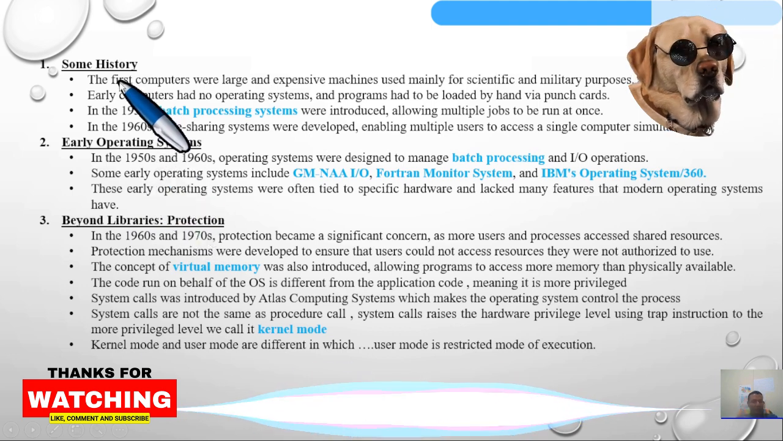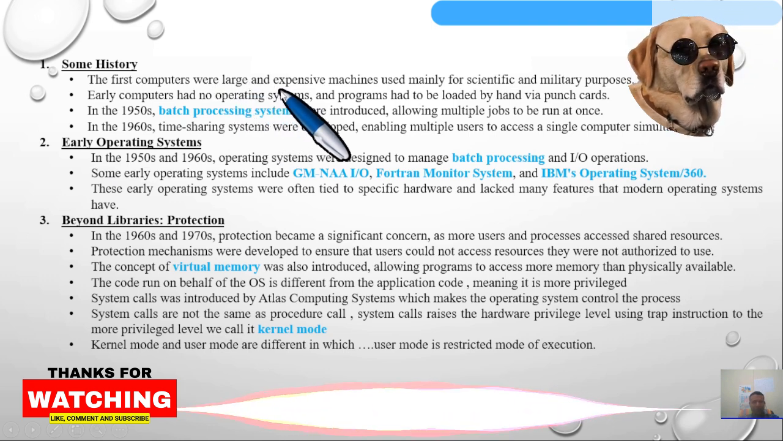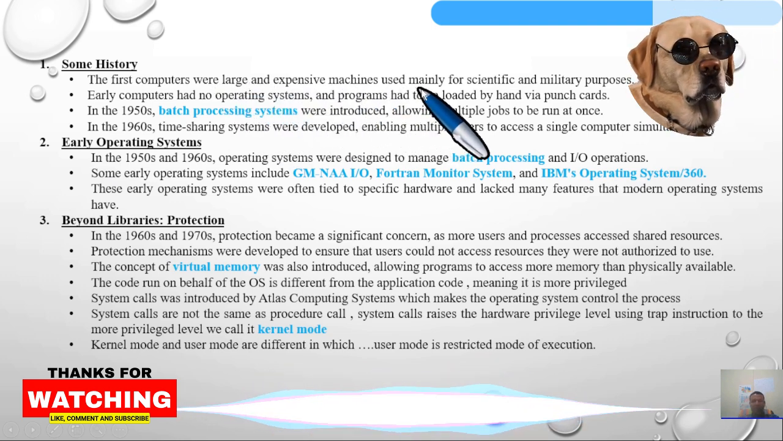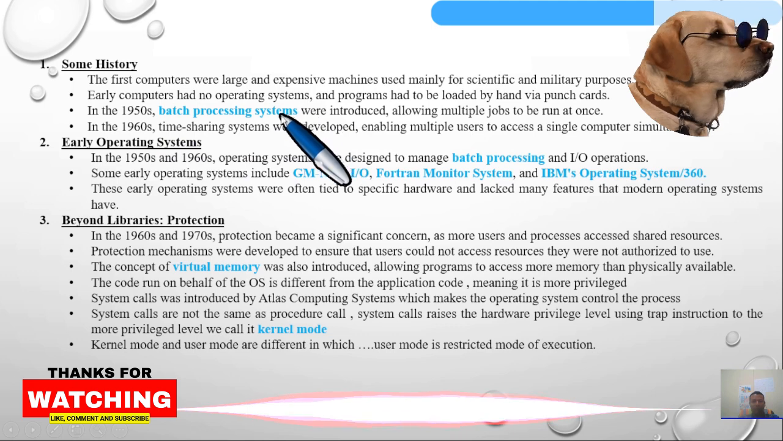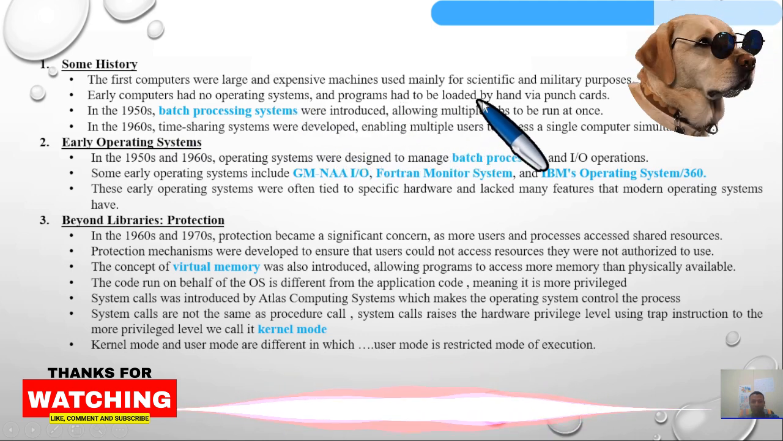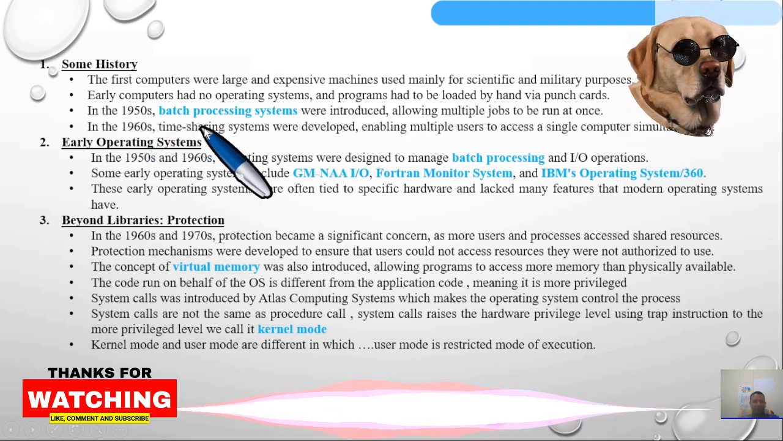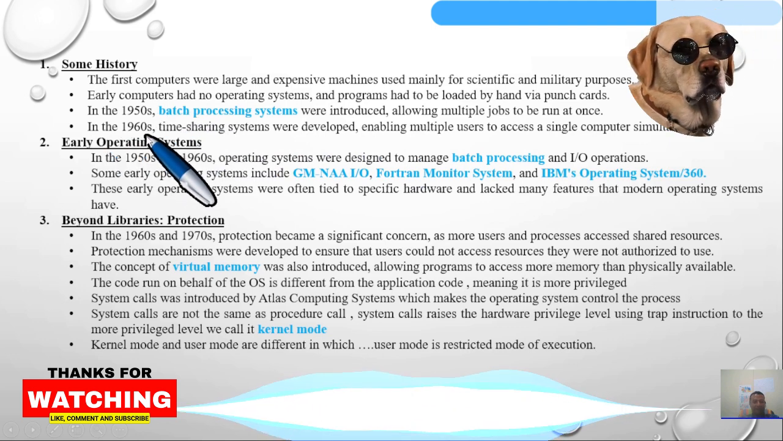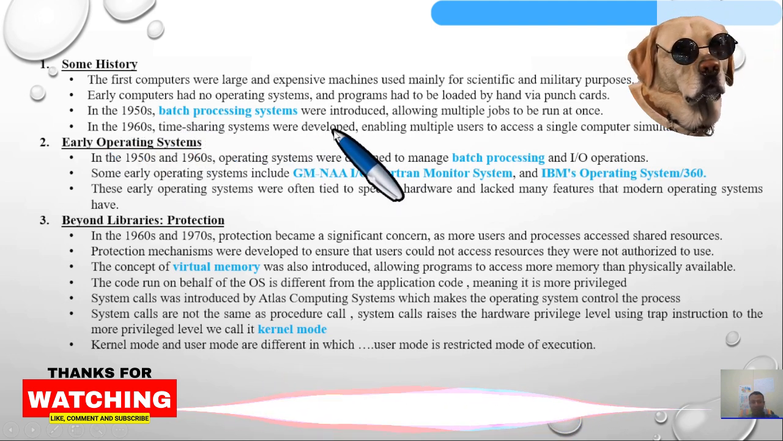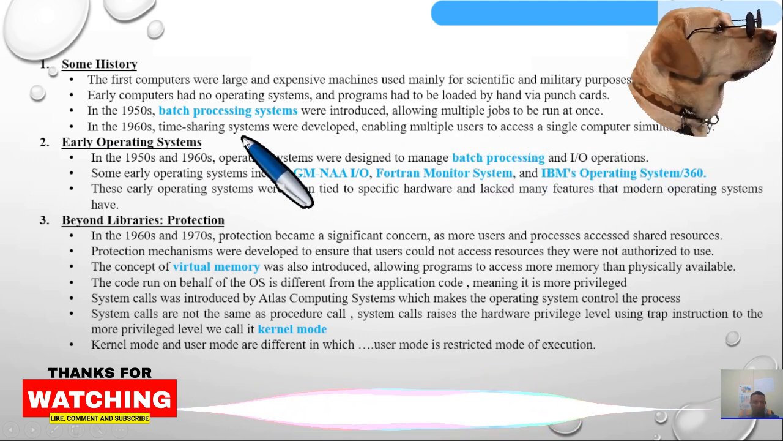Some history. The first computers were large and expensive machines used mainly for scientific and military purposes. Early computers had no operating systems, and programs had to be loaded by hand via punch cards. In the 1950s, batch processing systems were introduced, allowing multiple jobs to be run at once. In the 1960s, time-sharing systems were developed, enabling multiple users to access a single computer simultaneously.